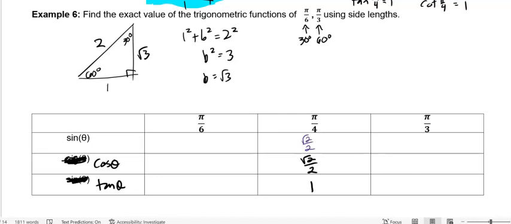Okay? So the sine of, let's do 60 first. The sine of 60, opposite over hypotenuse, root 3 over 2. Cosine of 60, 1/2. Tangent of 60, opposite over adjacent, root 3.